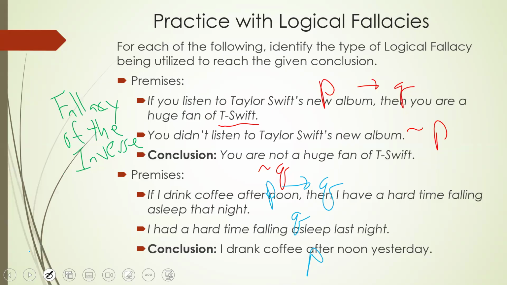But again, that doesn't necessarily make sense. There could be other reasons we had a hard time falling asleep. We're told that drinking coffee definitely makes us have a hard time falling asleep, but it doesn't say that that's the only thing that does. And so we're again assuming, given that the conditional is true, that the converse is true also this time. So this is the fallacy of the converse.